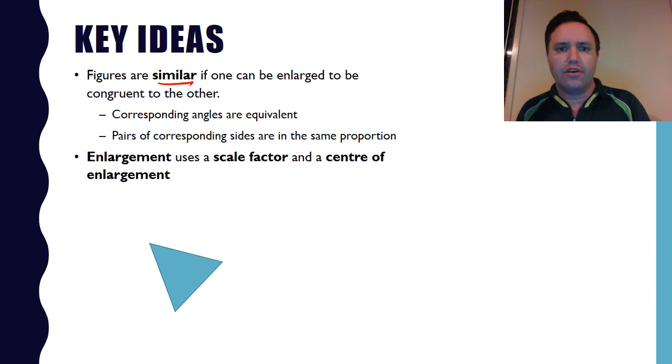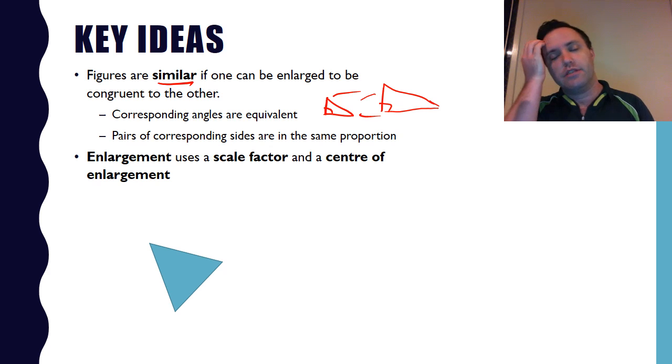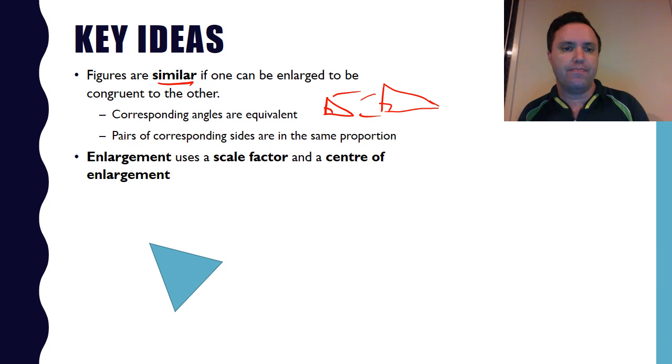Figures are similar if one can be enlarged to be congruent to the other. So if we have these two figures here, you could make this one a little bit larger, and then it would be congruent to this other triangle here. Corresponding angles are equivalent in similar figures, and the pairs of corresponding sides are in the same proportion. We'll see what that looks like in a moment. Now enlargement uses a scale factor and a center of enlargement.